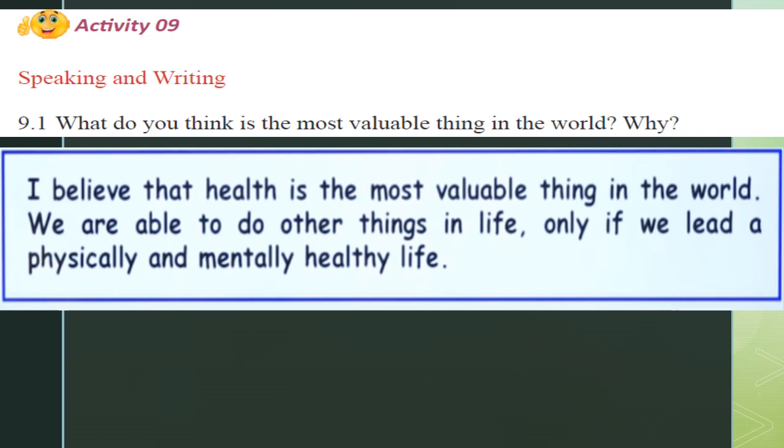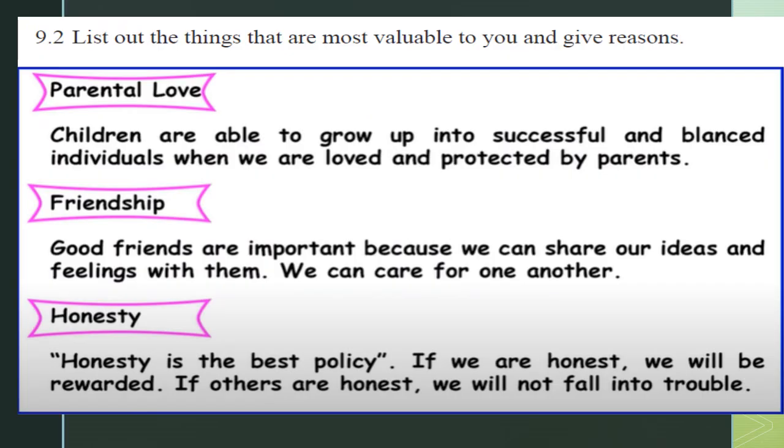Speaking and writing. What do you think is the most valuable thing in the world? Why? I believe that health is the most valuable thing in the world. We are able to do other things in life only if we lead a physically and mentally healthy life. List out things that are most valuable to you and give reasons.